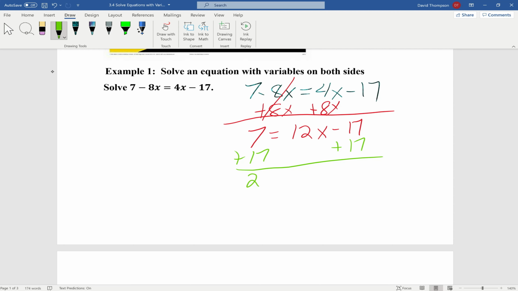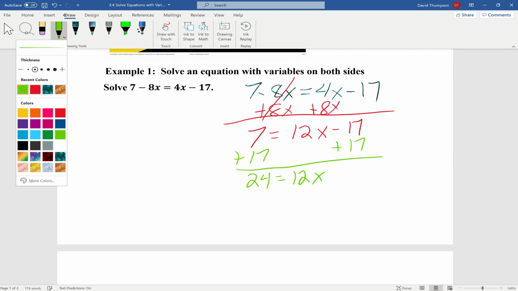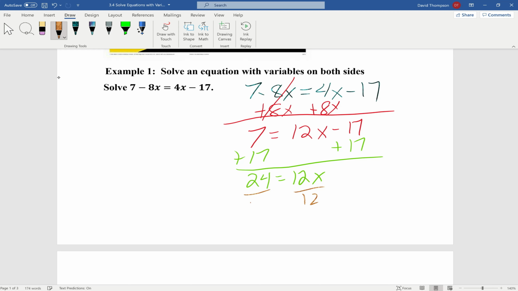We're left with 24 equals 12x. And our last step, we're going to divide everything by 12. Divide by 12, and x equals 2.